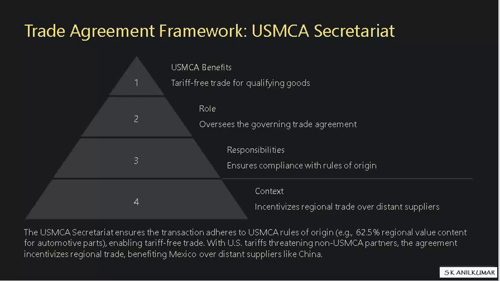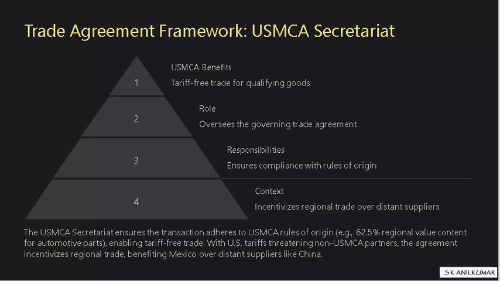So the context is US is threatening non-USMCA partners that the tariff will be more. US is saying that the agreement incentivizes only Canada and Mexico because it's a US-Canada-Mexico agreement. So the benefit for Mexico over other suppliers like China or India is that if USMCA secretariat can be satisfied that 62% are Mexican origin, then it's a free trade eligible goods.